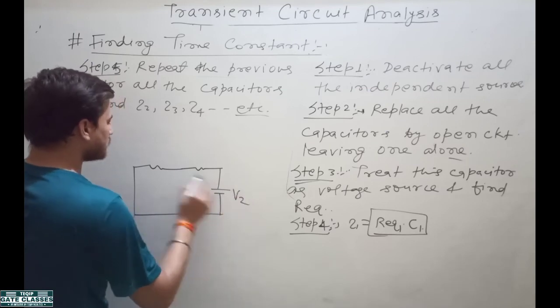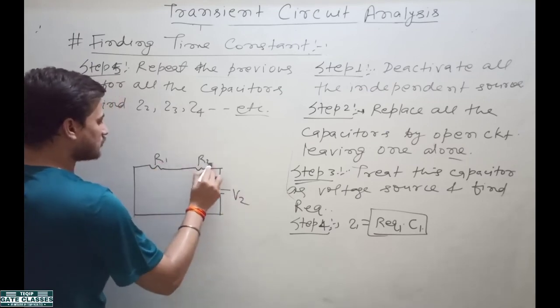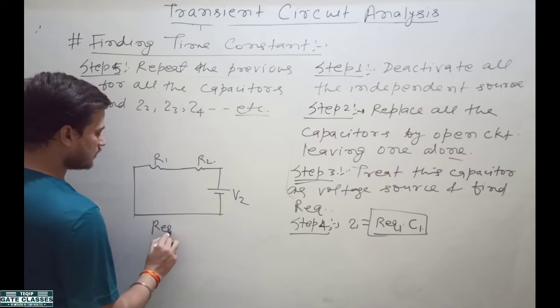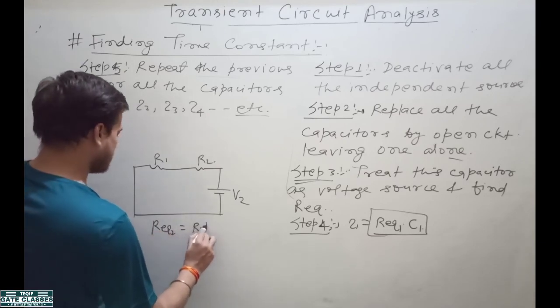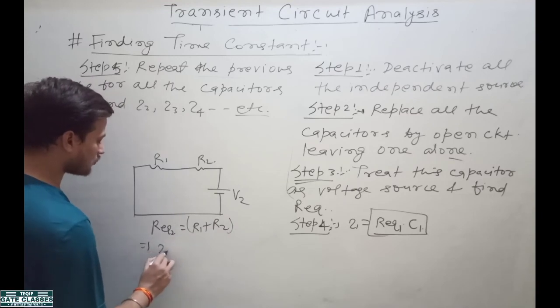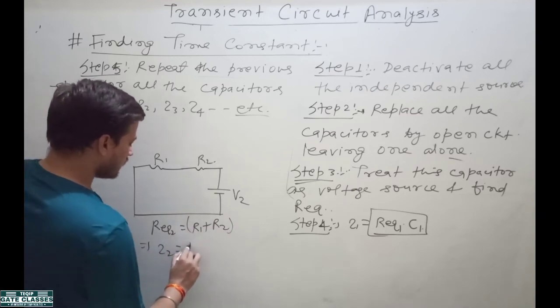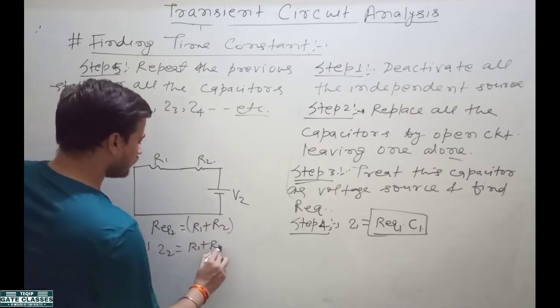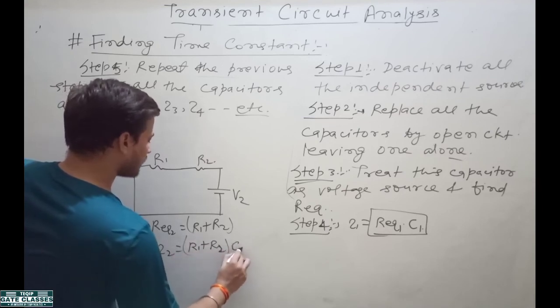This is R1, this is R2. So here R equivalent 2 will be equal to R1 plus R2. So tau 2 will be equal to how much? It will be equal to R1 plus R2 into C2.